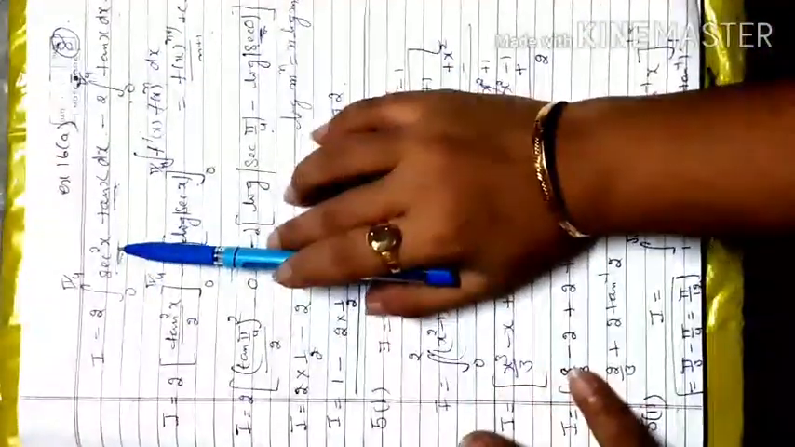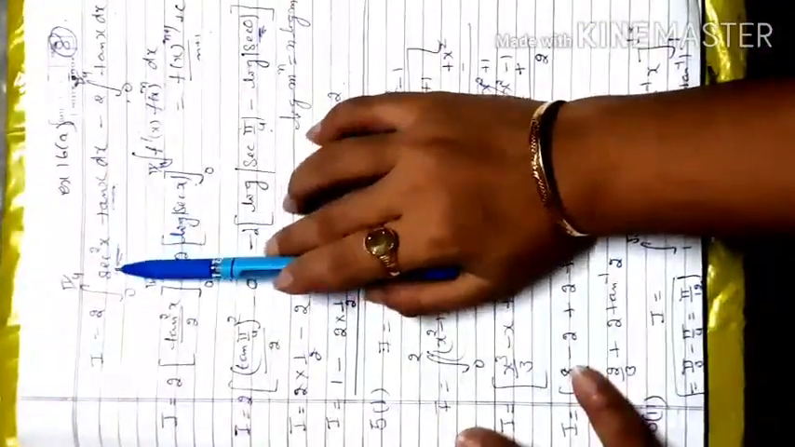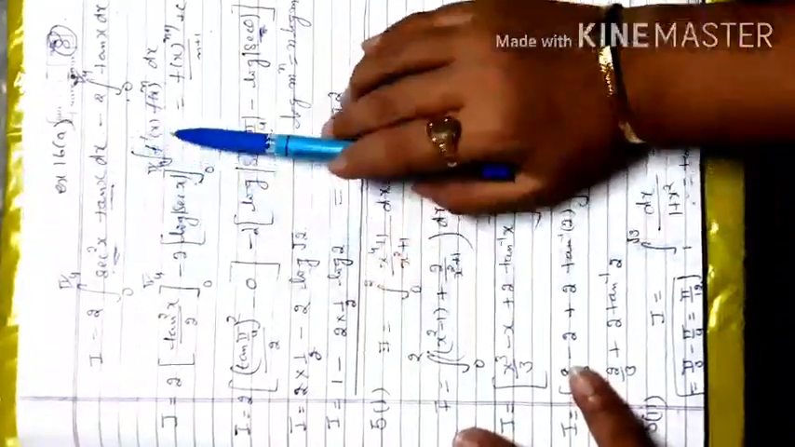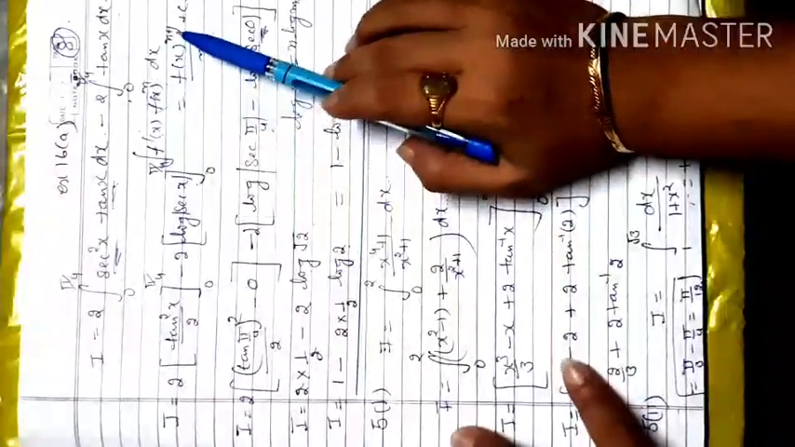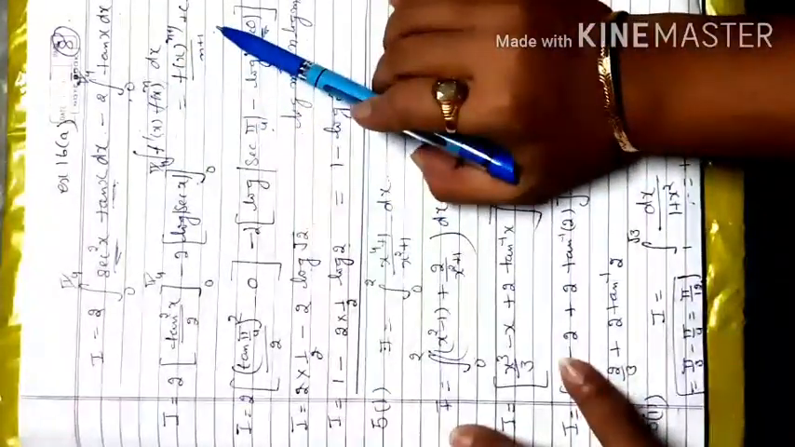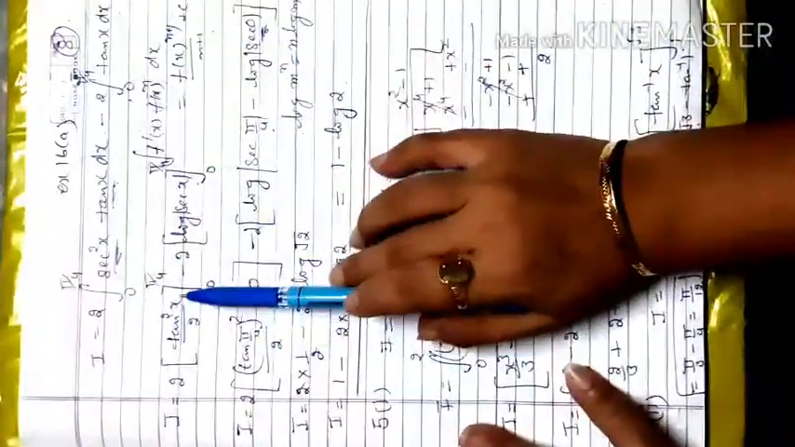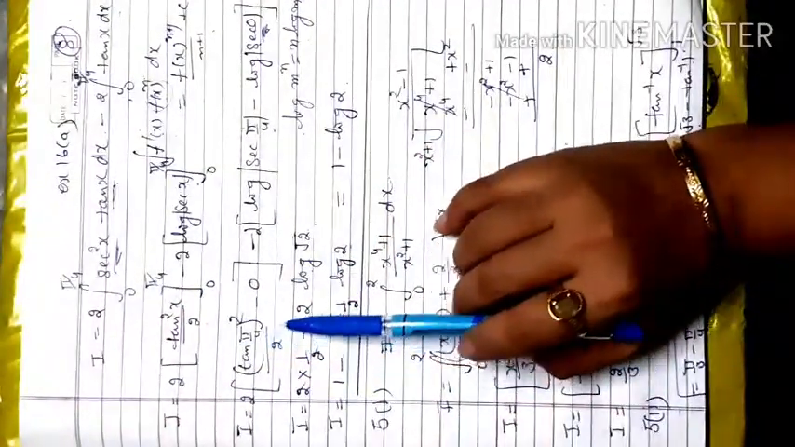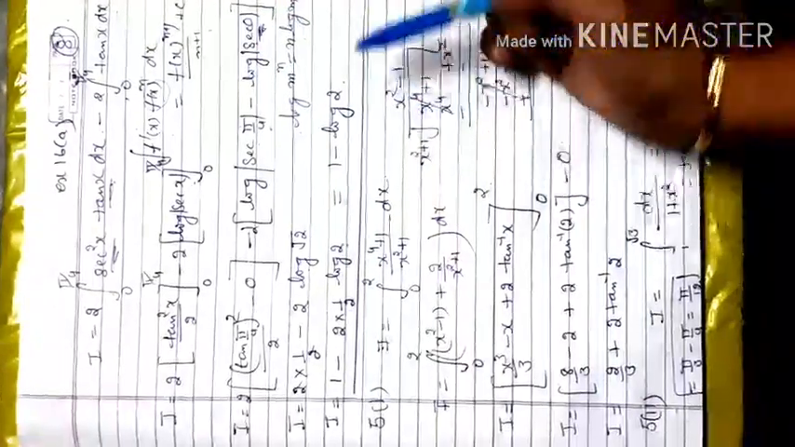Then here, if you look at this secant square x and this tan x, the differentiation of tan x is secant square x. We apply the rule: f dash x times f x to the power n, that is f x to the power n plus 1 by n plus 1, which becomes tan square x by 2. Then now apply the limit pi by 4, so you will get 1 minus log 2.